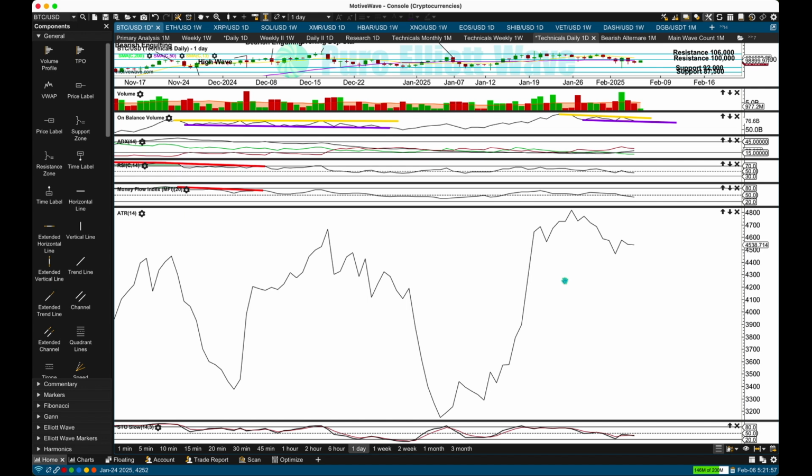Despite ADX telling us there's a downward trend, I'm really suspicious about that. I'll assume that the larger upward trend remains intact until proven otherwise.